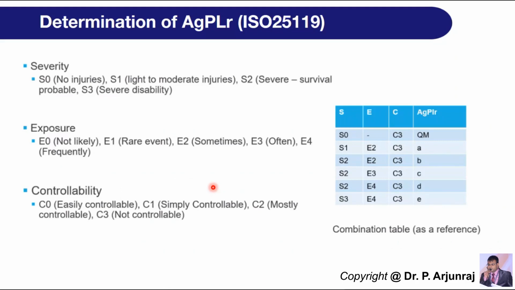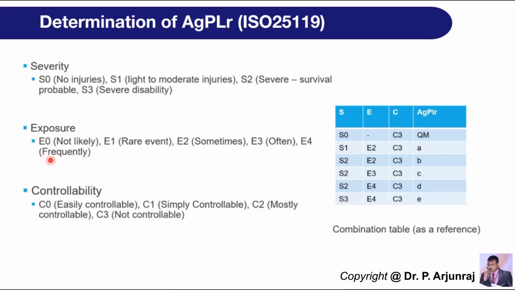We have seen A, B, C, D in the case of ISO 26262, but here in ISO 25119 we have A, B, C, D, E, so totally 5 levels in addition to the quality management. You see here, S0 is severity with no injuries. S1 is severity with light to moderate injuries. S2 is severity where survival is probable, and S3 is severity where you have a severe disability. So the AgPLr applicable for high S3 severity is going to be high.